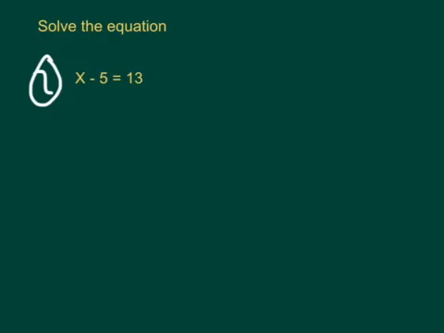Okay, so step 1 says to split my sides. x minus 5 equals 13. I always split right down the middle where that equal sign is. So now I split my sides. Step 2, focus on the side of the variable. Do the opposite to get the variable alone.